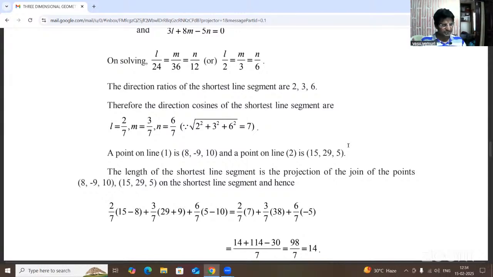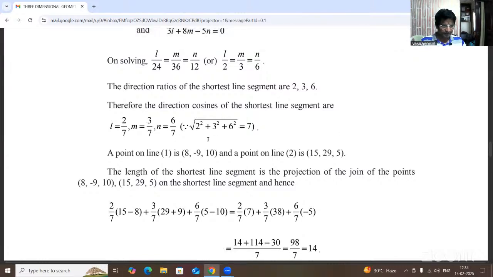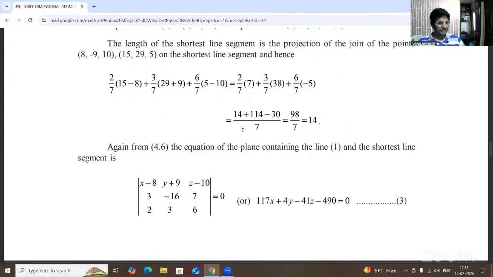Those points form the shortest line segment, and hence here L of (x2 minus x1), 15 minus 8, plus M of (y2 minus y1), 29 plus 9, plus N of (z2 minus z1). The N value is 6 by 7 into (z2 minus z1), that is 5 minus 10. So we are getting the value 14. That is the length of the shortest line segment.